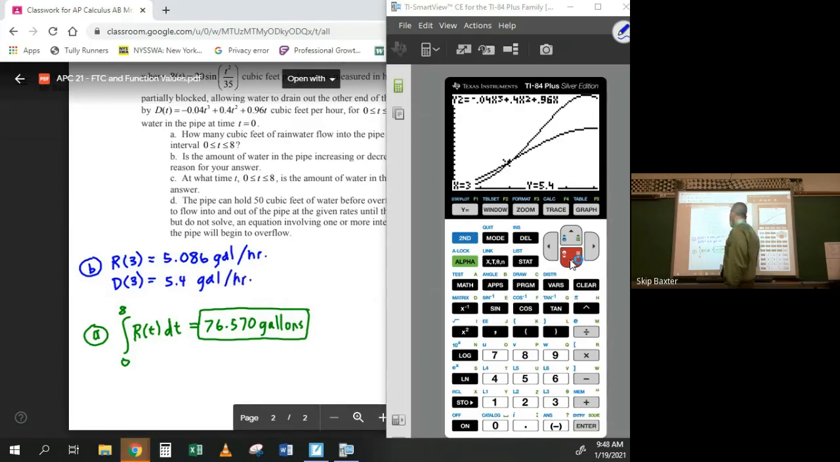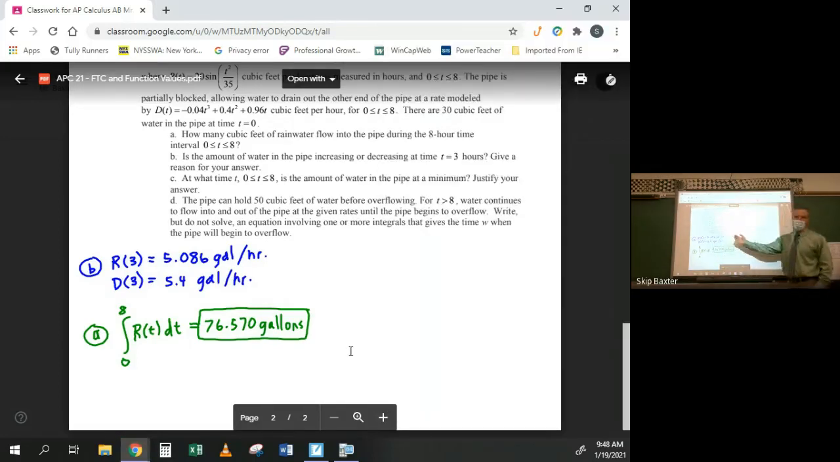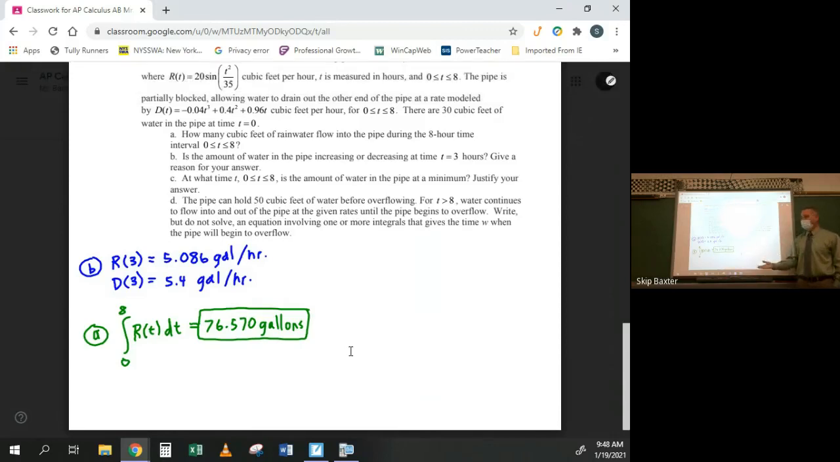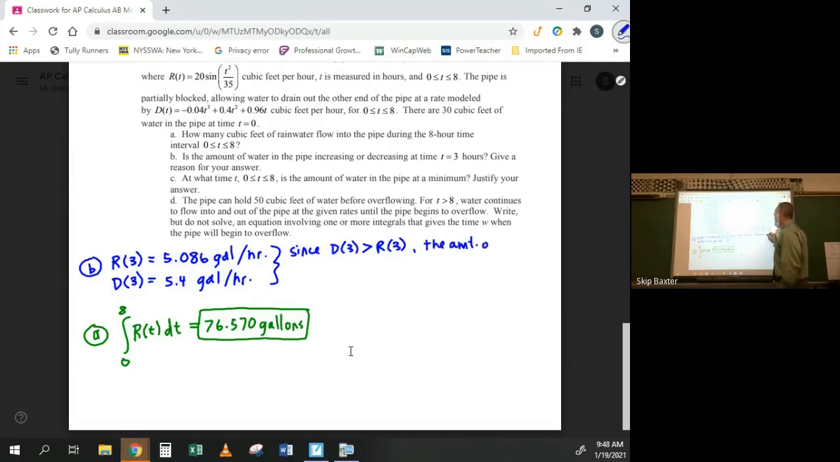gallons per hour. So you can see, since the water is flowing out faster than the water is flowing in, that means that the amount of water in the pipe is decreasing. So since D of 3 is greater than R of 3, the amount of water is decreasing. That's it. Okay?